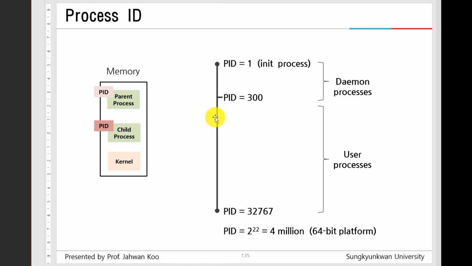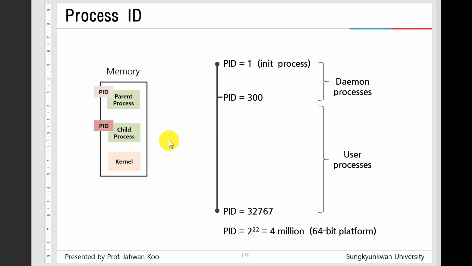Each process has a unique process ID. Parent process has its own process ID. Child process has its own process ID. The process ID is a positive integer that uniquely identifies the process on the system.